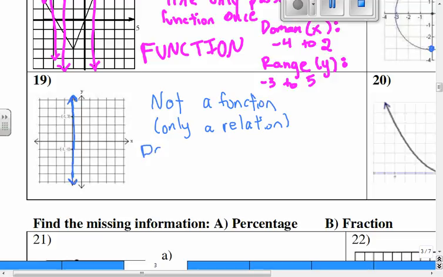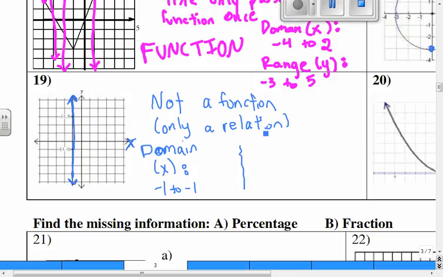What is our domain? Well, we know that our domain are the possible values of x. So what are the possible values of x? Well, let's see. This is my x-axis. If I follow the x-axis across, the only thing x can be is -1. So it's -1 to -1, or you can just say -1. X is always -1.